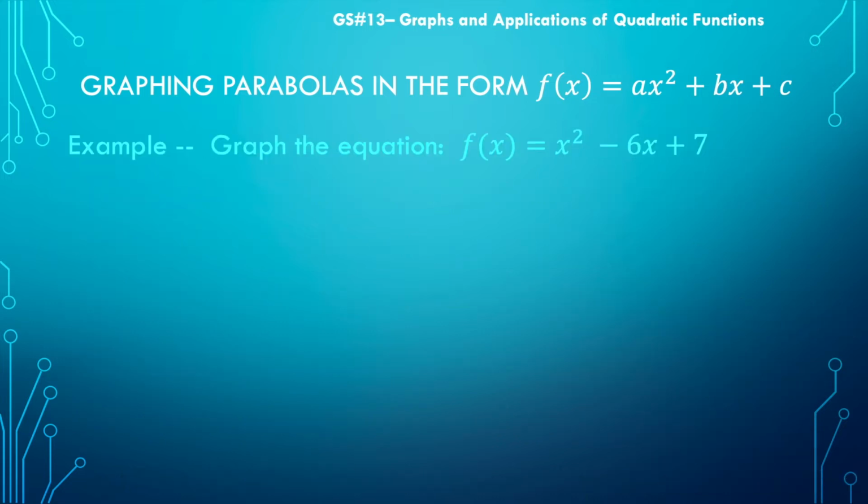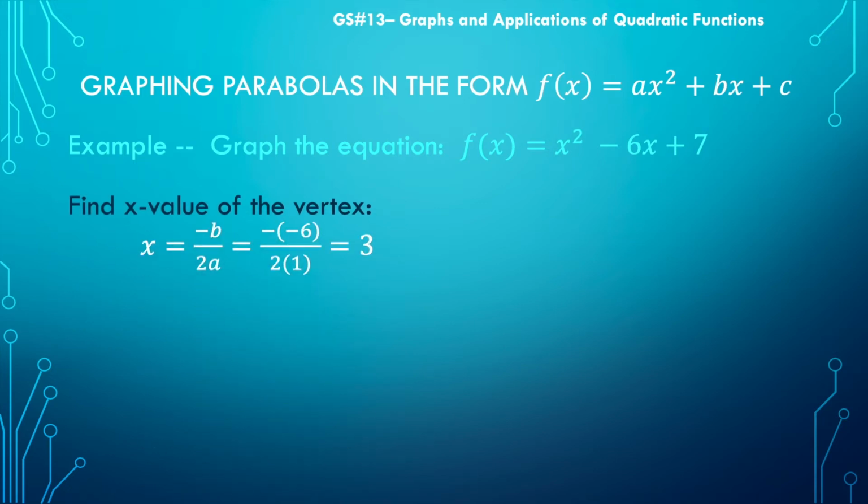Okay, so let's give this a shot. Let's try to graph the equation f of x is equal to x squared minus 6x plus 7. Looking at that equation, I see it's in standard form, that ax squared plus bx plus c form, and I can start by finding the vertex. I'm going to find the x value first, which is negative b over 2a. I know b is negative 6, so negative 6 over 2 times a, and a is the coefficient of the x squared, so 2 times 1. So I've got a positive 6 on the top divided by a positive 2 on the bottom. The x value of my vertex is going to be 3.